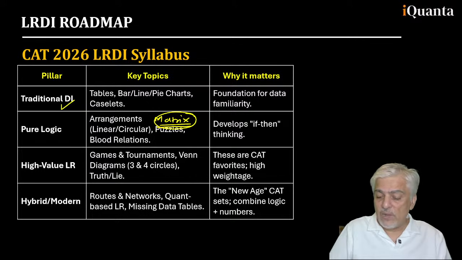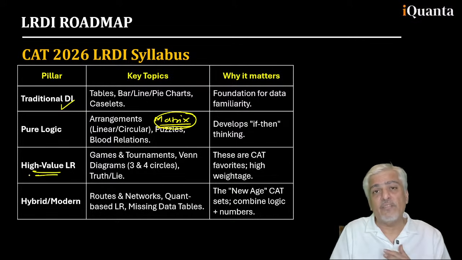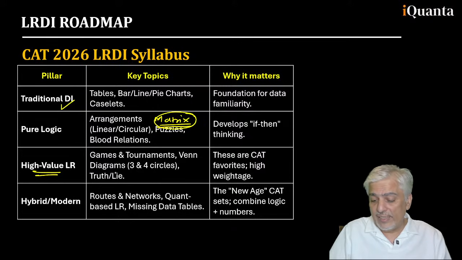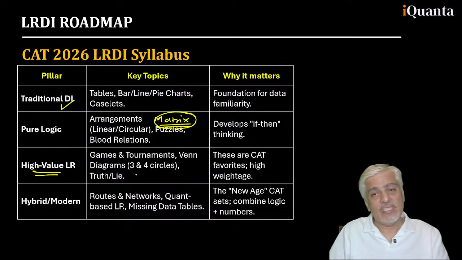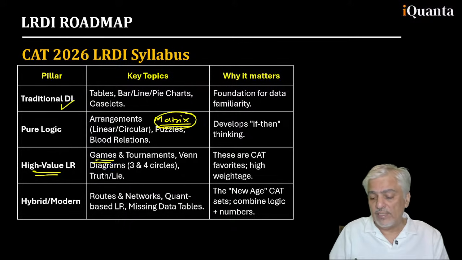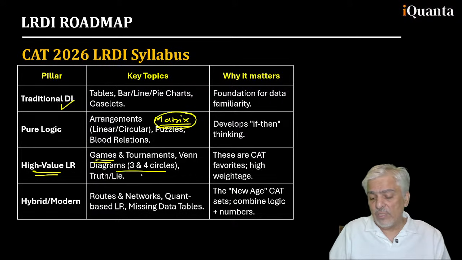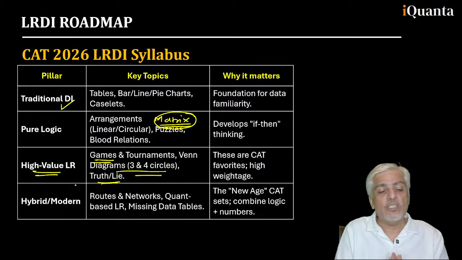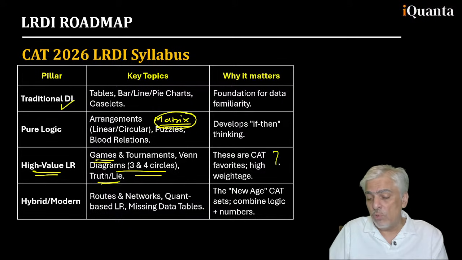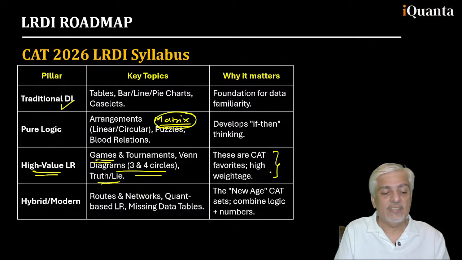Okay. High value LR, what? So high value LR, games and tournaments definitely come a lot in CAT. Venn diagrams come a lot in CAT. In fact, the set we're going to do today is a little bit on a game kind of thing. Not game, but something of that sort. Venn diagram with 3 and 4 conditions and so on. These are the conditions based on which you will look at. These are the CAT favorites, and most of the weightage is around these areas.